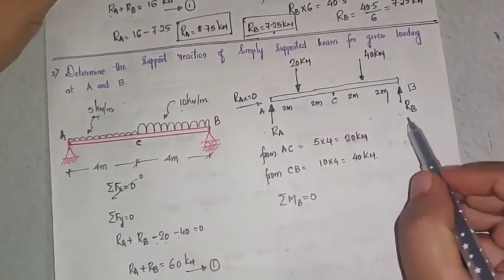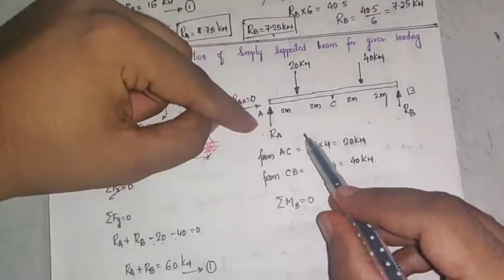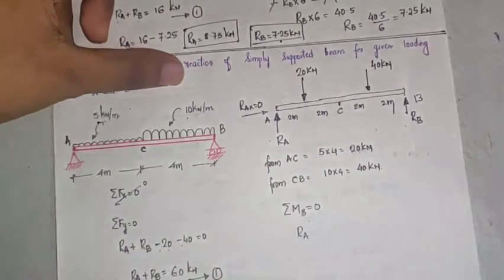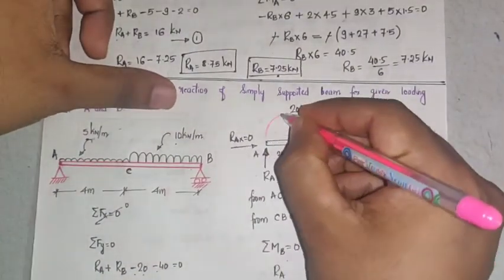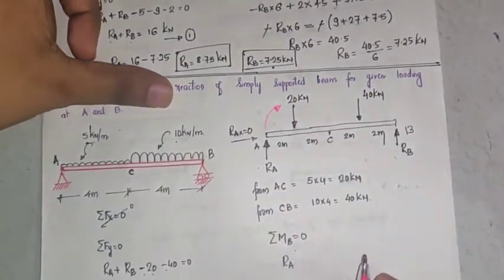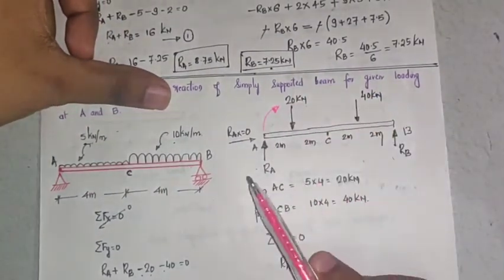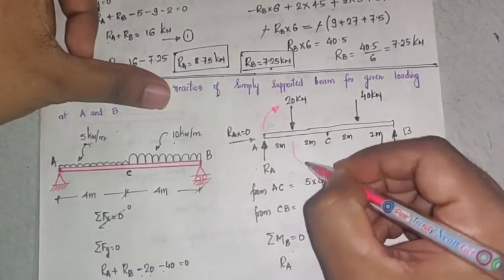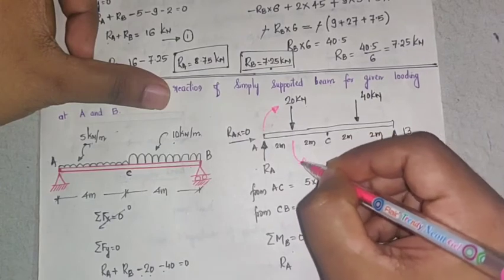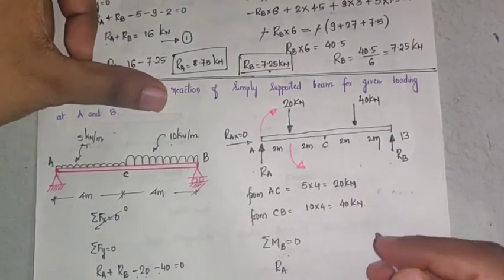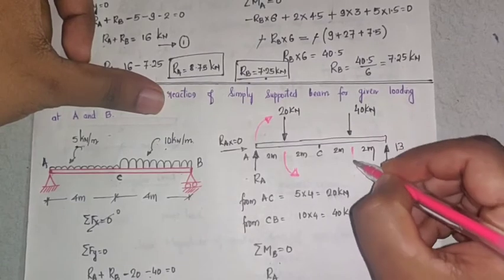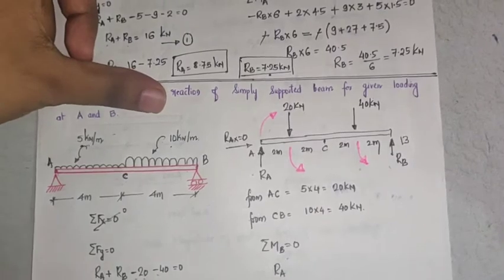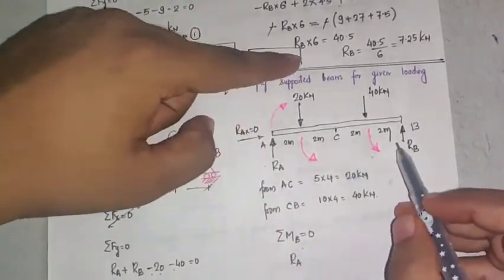So when I take moment about B, then RB is 0. So I should find out what is the value of RA. So first start with RA. So RA, how will it rotate? It will rotate like this. It will rotate like this means what is the direction of rotation? It is clockwise. How will 20 rotate about point B? 20 will rotate anti-clockwise. The rotation direction is like this. Then what about 40? 40 will also rotate anti-clockwise. So now RA is rotating clockwise.